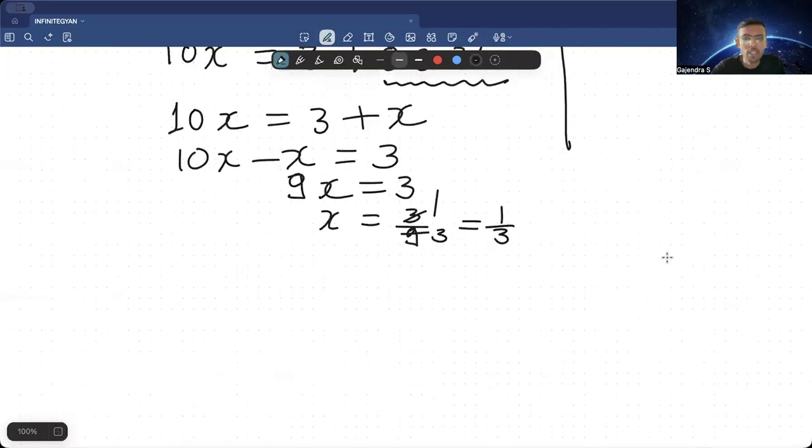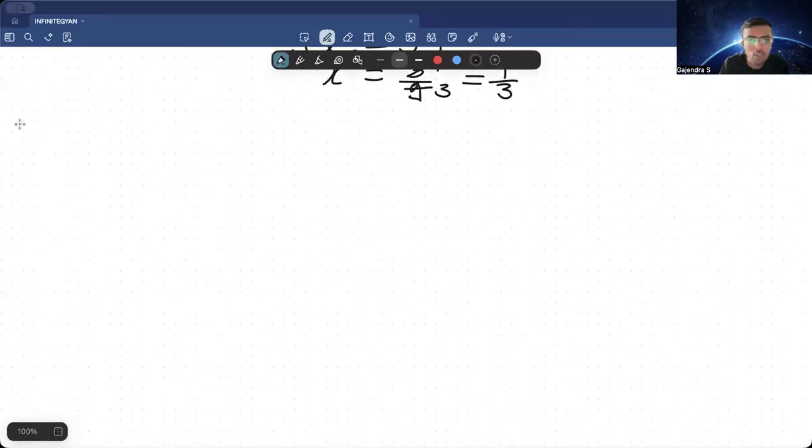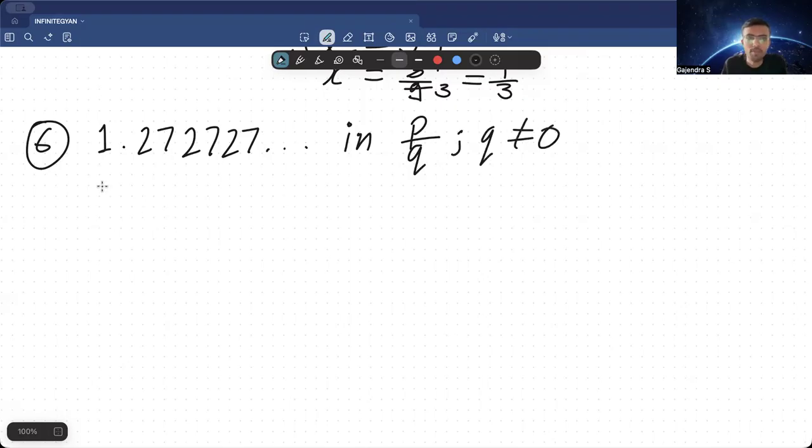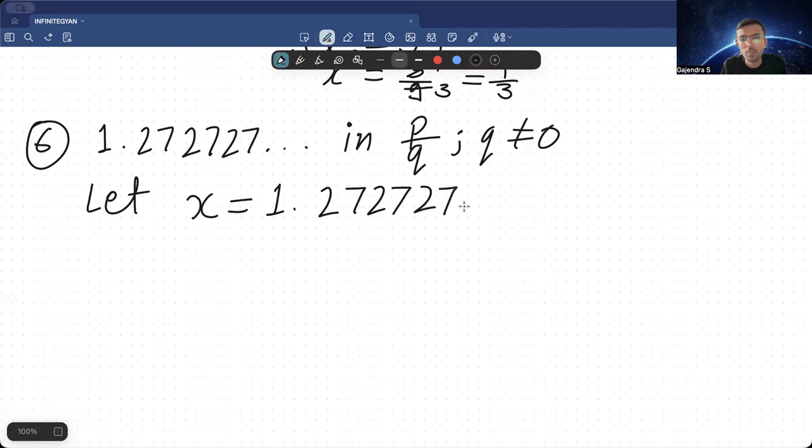Okay, let's move ahead and see the next question. Question number 6. Okay, if this case would have been something like this, another interesting one. So convert 1.272727 dot dot dot into p by q form, and again q should not be equal to 0 over here. So again let x is equal to 1.272727, something like this, keep going on, equation number 1, right?